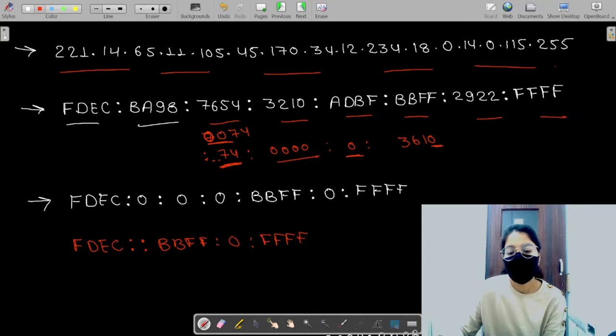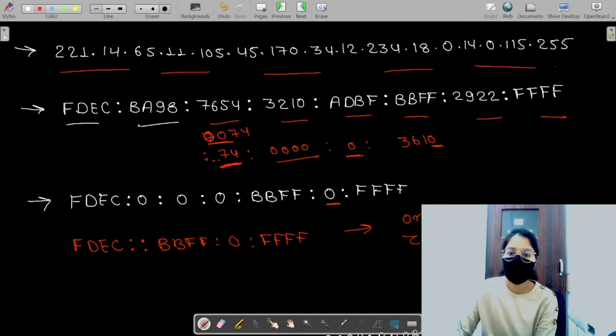Okay. Now here one thing you can see, we have 0 here also. Here also you might say we can use a double colon, but we can use zero compression, or the double colon, only once. Only one time we can use zero compression, and only one time we can use the double colon. Okay, so this is all about colon hexadecimal.